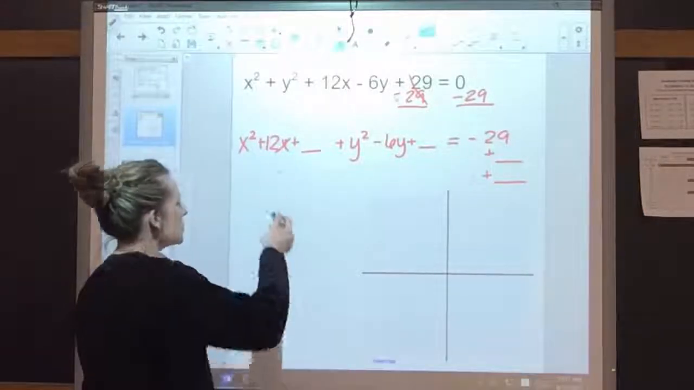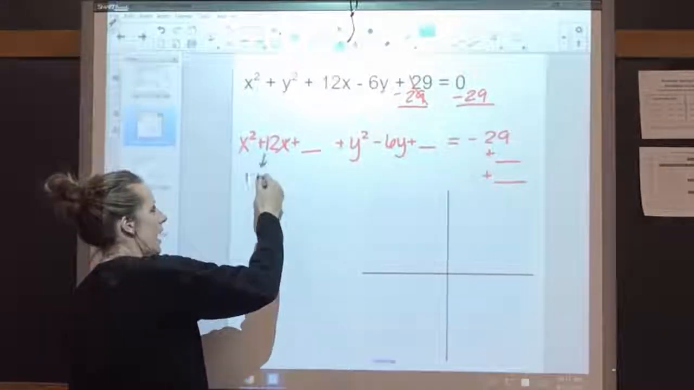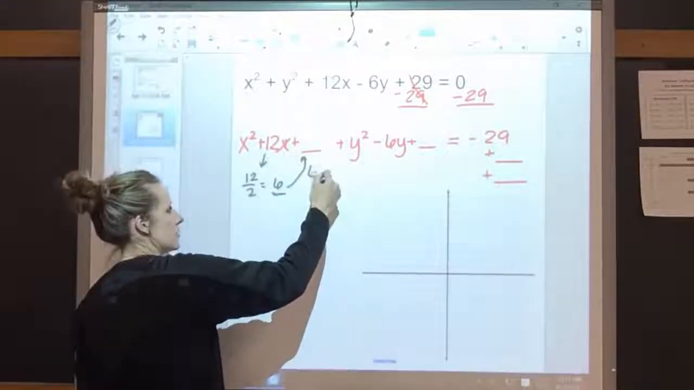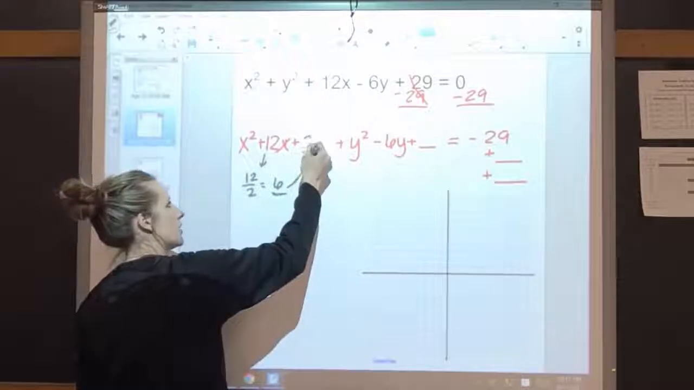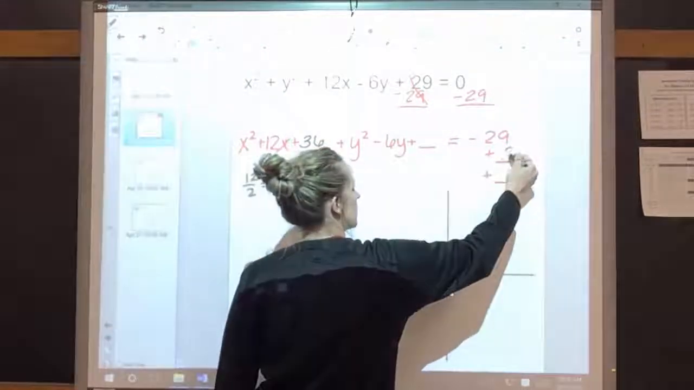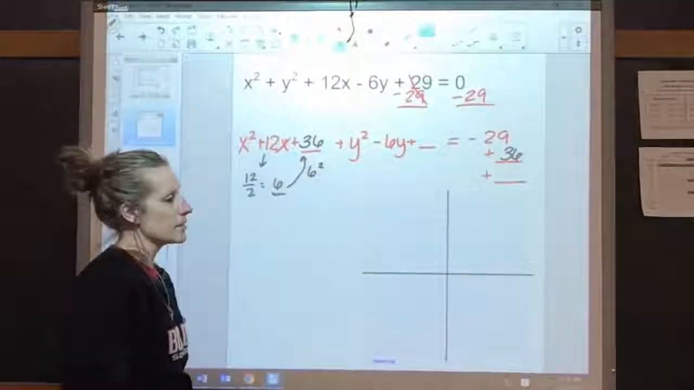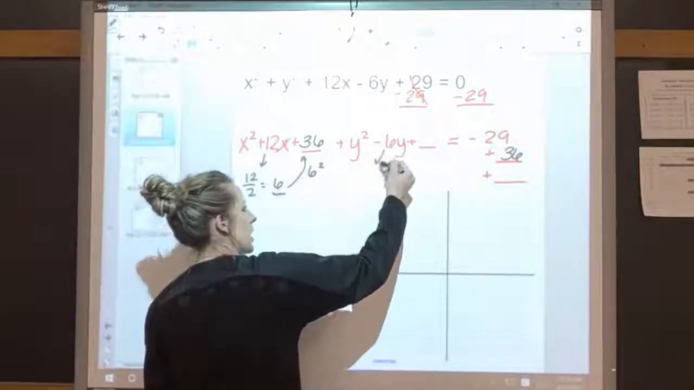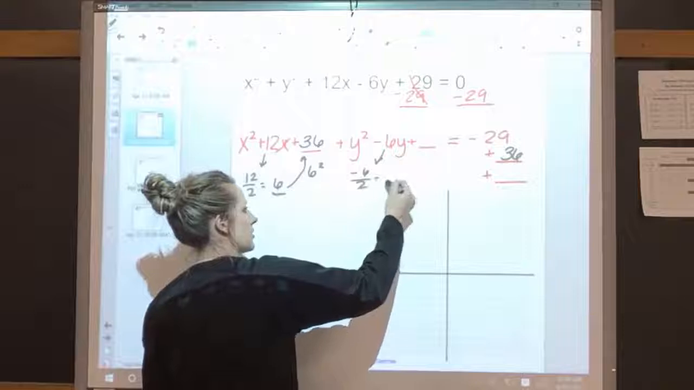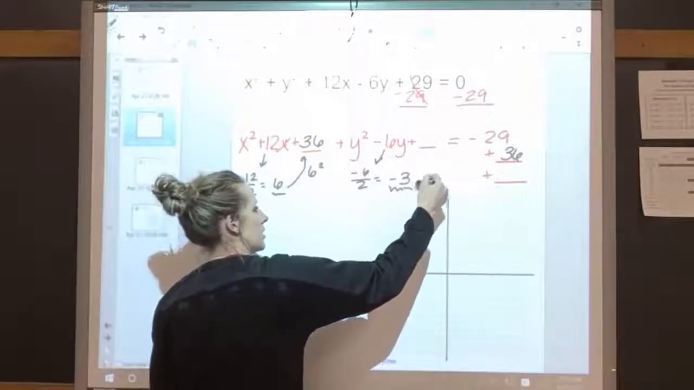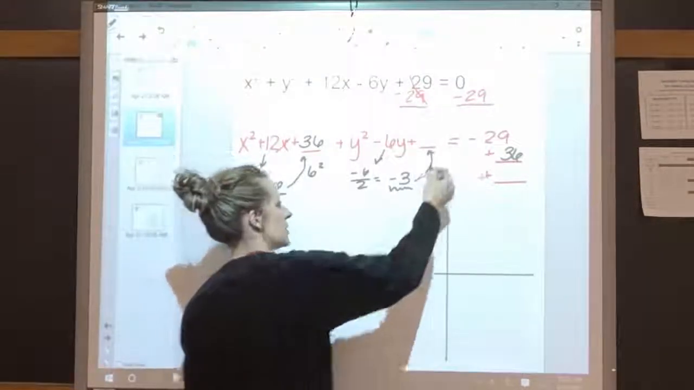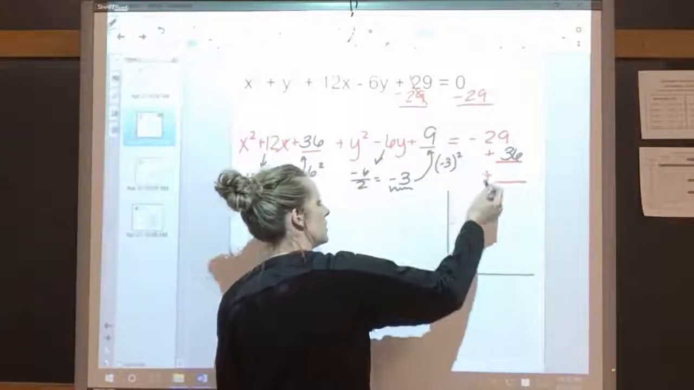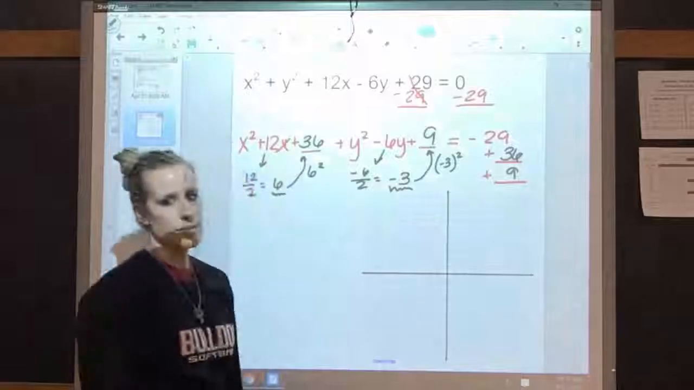All right, so let's complete the square. Cut your middle term in half. And then square it. So 6 squared is 36. And I'm going to do that to both sides. Okay, on the y, I'm going to cut that middle term in half. And then I'm going to square it. So negative 3 squared gives me positive 9. And I'm going to add that to both sides.